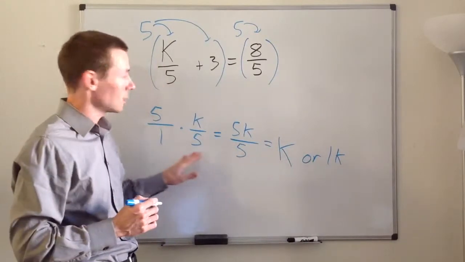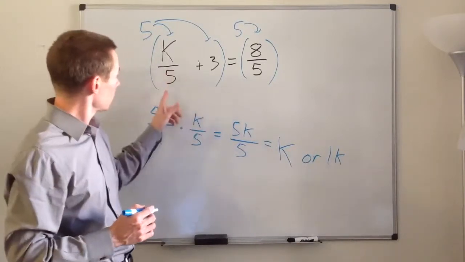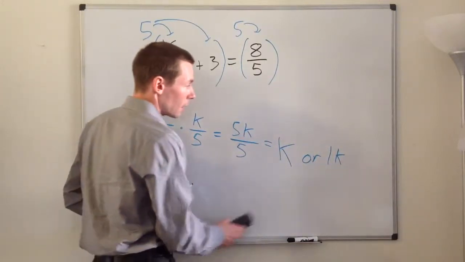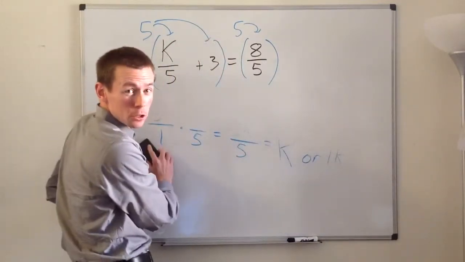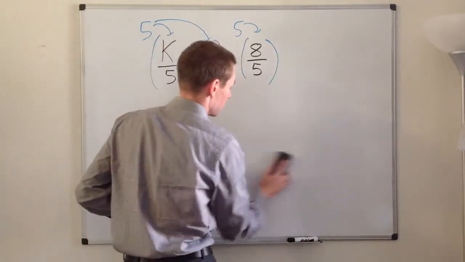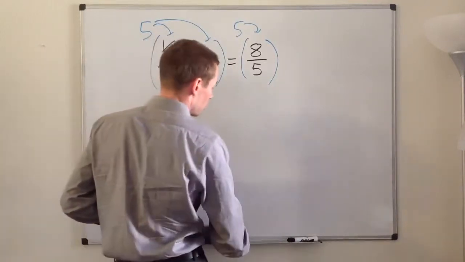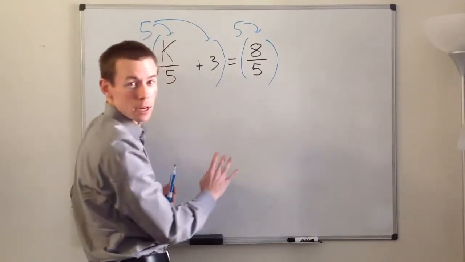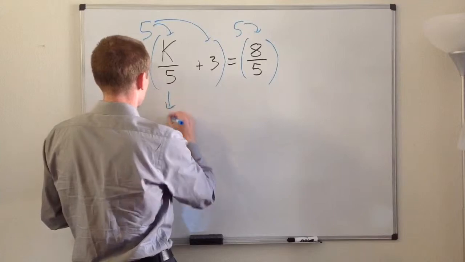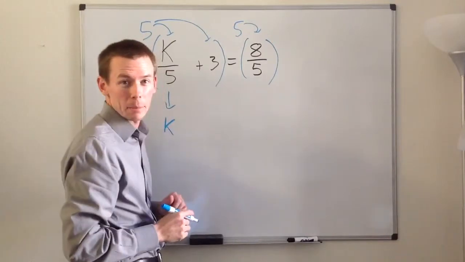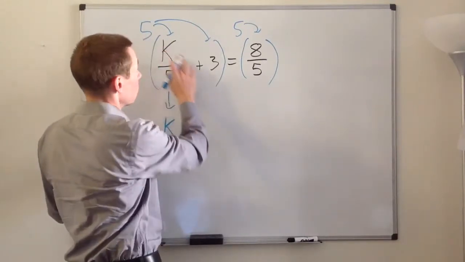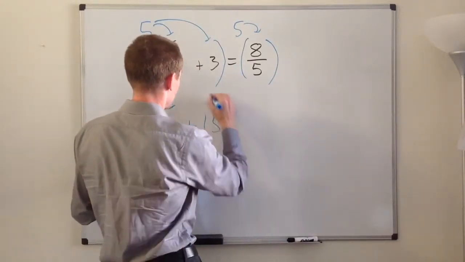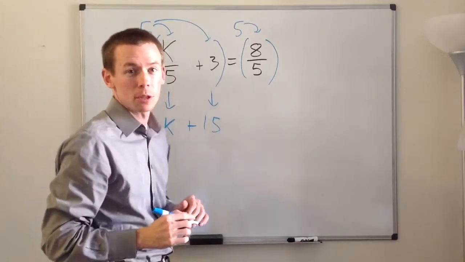So I'm going to erase this right here. And underneath the k over 5, I'm going to put a k to represent the distribution we just carried out. So of course you can rewind it if you want to see what I just erased. So this became k. Now we also have to multiply it by the 3 as well. 5 times 3 is 15.